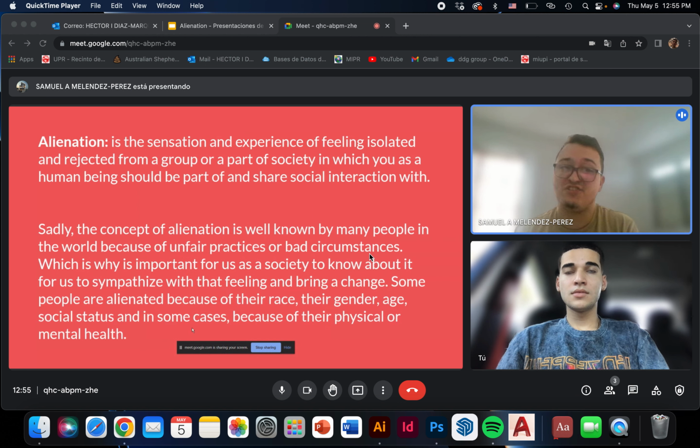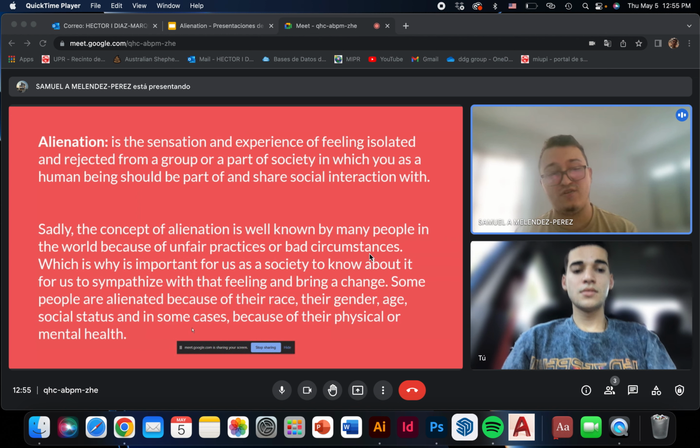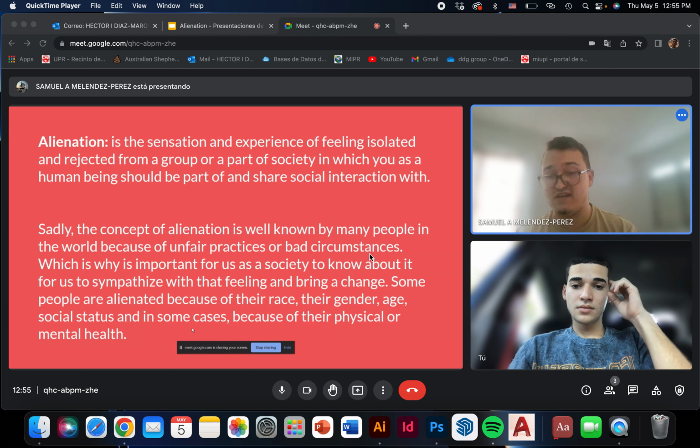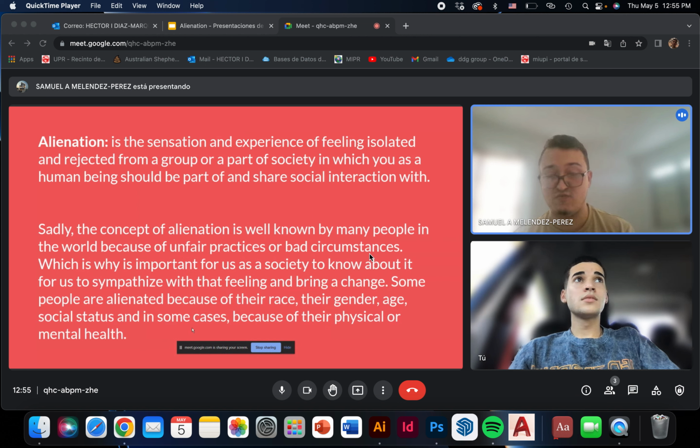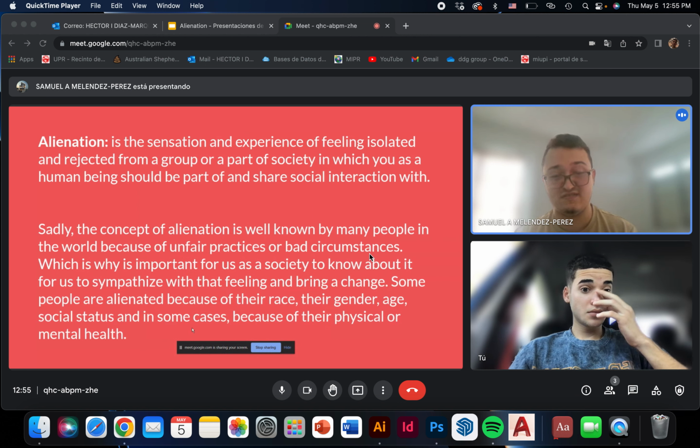The concept of alienation is sadly something we are very familiar with, because the world has a lot of unfair practices and bad circumstances. It's important for us as a society to sympathize with the feeling and bring change, because some people are being alienated because of their race, gender, age, social status, and in some cases, physical and mental health.